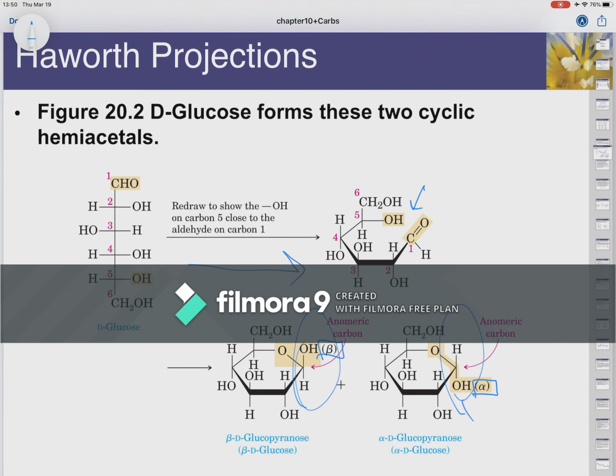These forms don't exist in equal amounts. There's a higher proportion of beta form than alpha form, but this part of it is just sort of random. So when you're naming, you can see this was D-glucose. Now, once it's in its Haworth projection, we have to say this is beta D-glucose because it's in the up form, alpha D-glucose. This is going to matter when we're linking polysaccharides, even when we're doing some disaccharides.